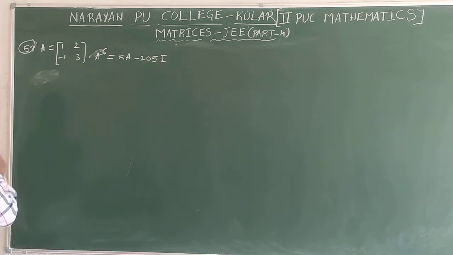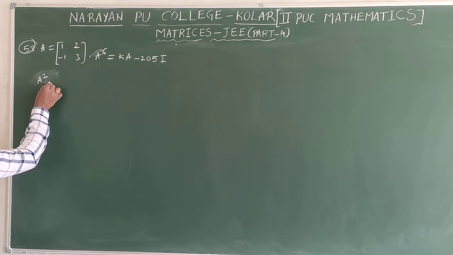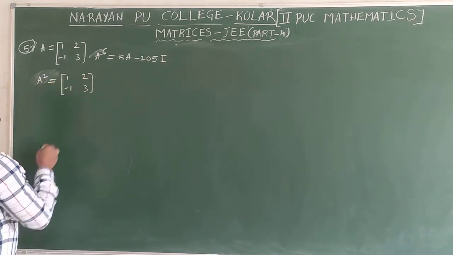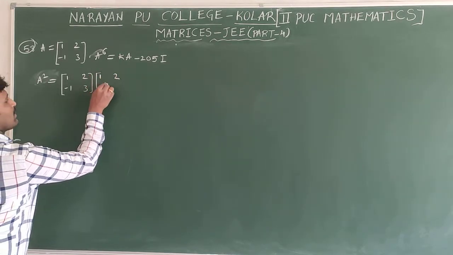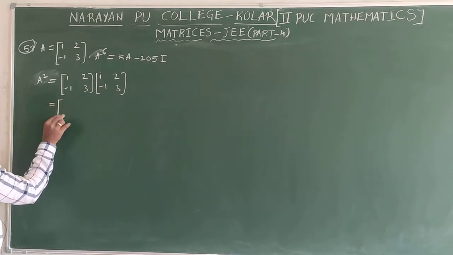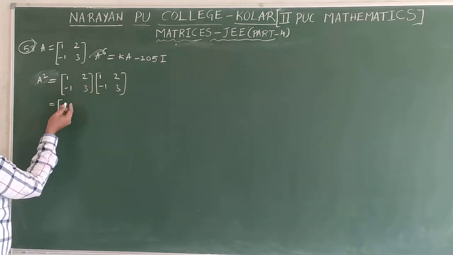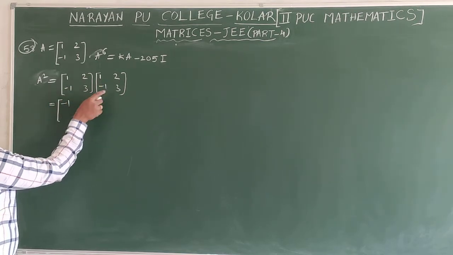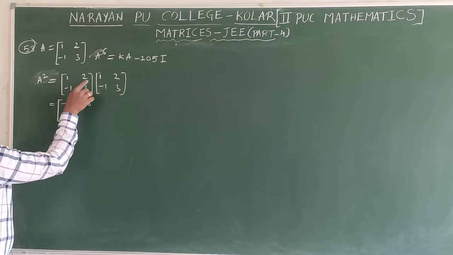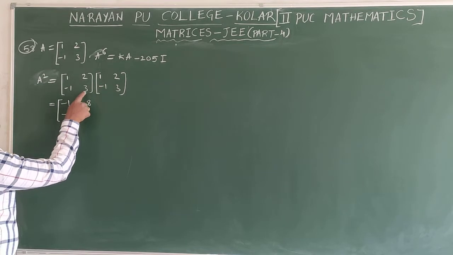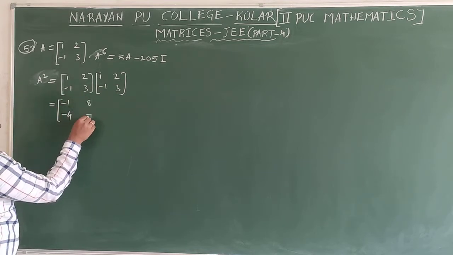Now first, if we find out A square, what will we get for A square? 1 2 minus 1 3 into 1 2 minus 1 3. Now multiply these matrices. 1 into 1 is 1, 2 into minus 1 is minus 2, so minus 1. 1 into 2 is 2, 2 into 3 is 6, 2 plus 6 is 8. Minus 1 minus 3 is minus 4. Next, minus 2 plus 9, we will get clearly 7.